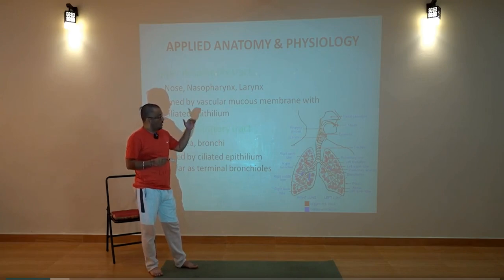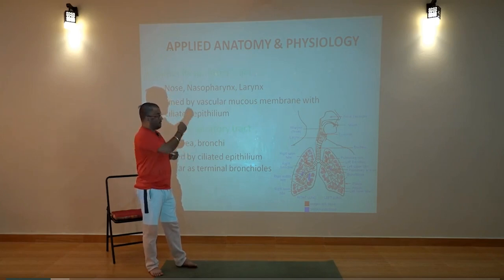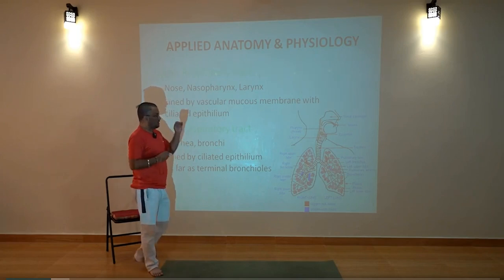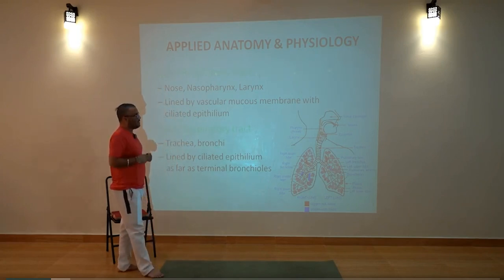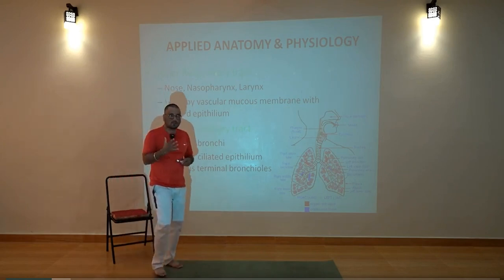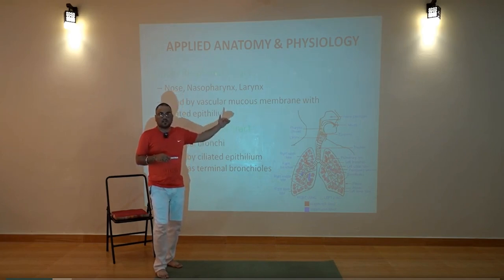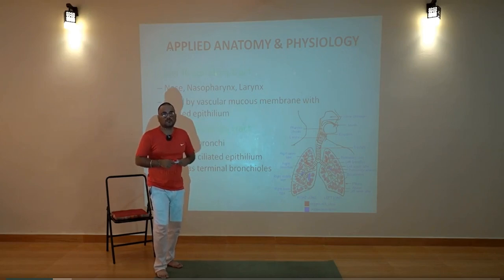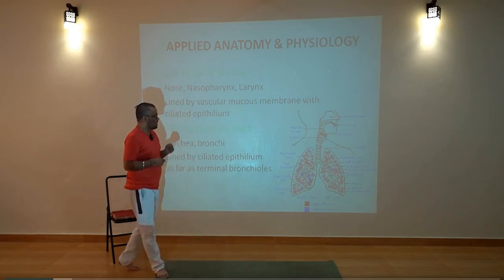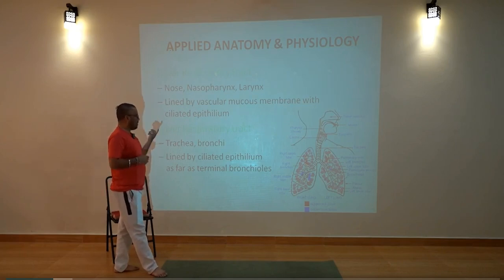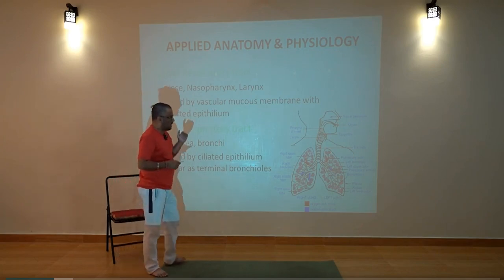So it is how we diagnose it: which structure is involved and where the inflammation exists. Sometimes the lower respiratory tract gets inflamed, but it also affects your upper respiratory tract. Sometimes the upper respiratory tract gets inflamed and it affects your lower respiratory tract too. So this is what we can call the applied anatomy and physiology, the upper respiratory and lower respiratory tracts.